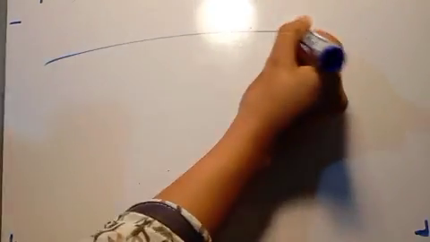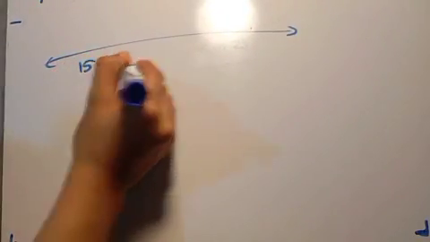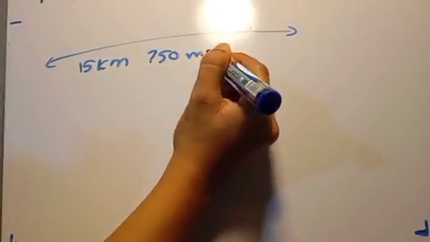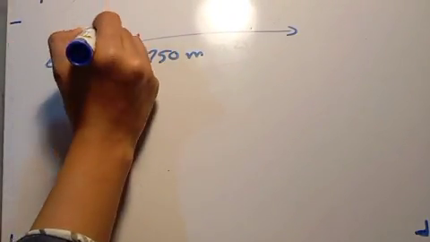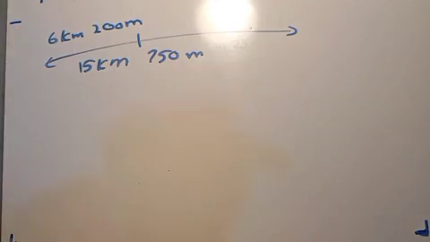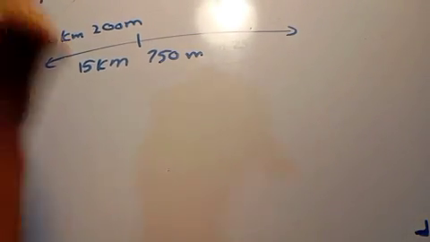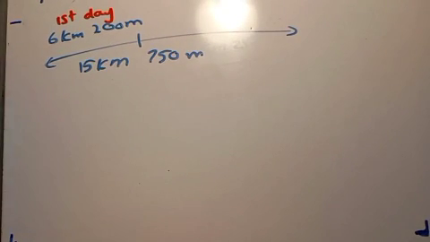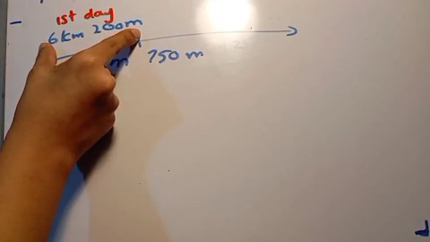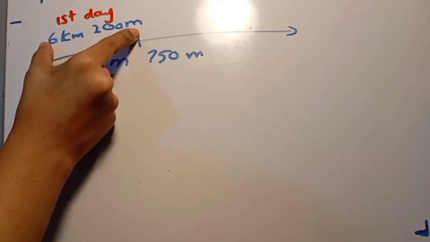Next one, question number 5. An engineer supervises a newly constructed road. The whole length of the road is 15 kilometers and 750 meters. On the first day, he has supervised 6 kilometers and 200 meters.